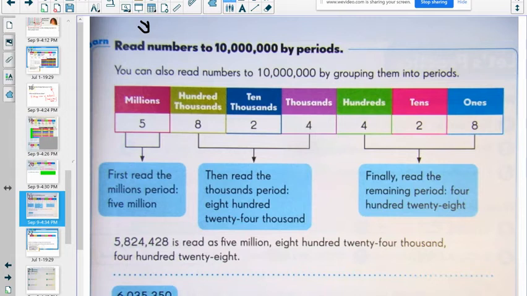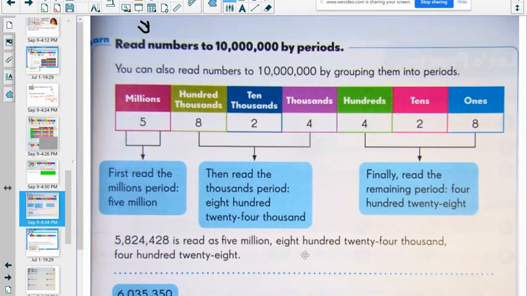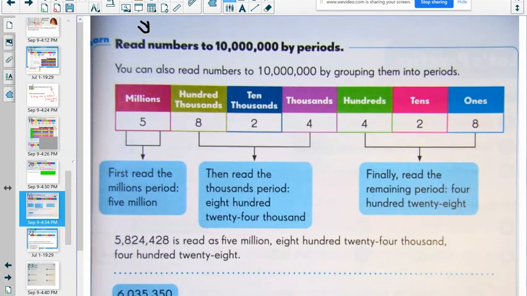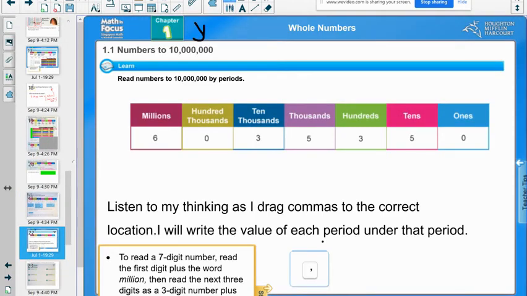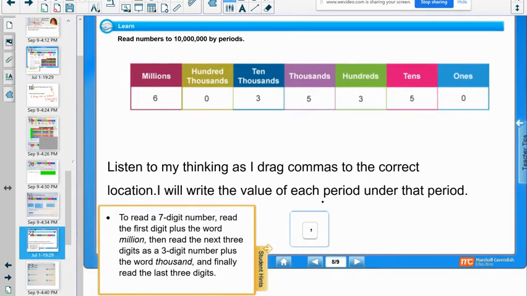5,824,428. You've got it in standard form here, and you've got it in word form. You could see, I think it ends here with the next example. So this would be 6,035,350, and that'll spill right into this problem or this scenario, if you will.